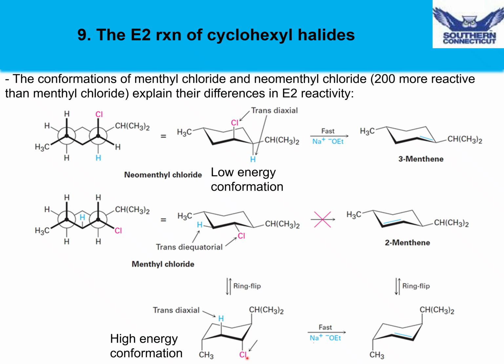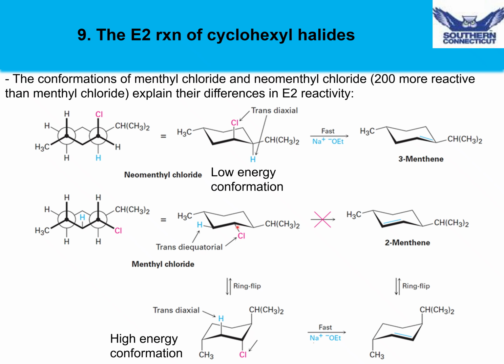So if we want to get any sort of E2 reaction, we have to go through this high energy conformation where the base can come along, remove this hydrogen, form a double bond there, eliminate the chlorine. We get the product shown here. And then after a ring flip, we turn these two axial methyl and isopropyl groups into equatorial groups. It's the same product, just in a different conformation. Again, these are the two chair conformations of that particular product.